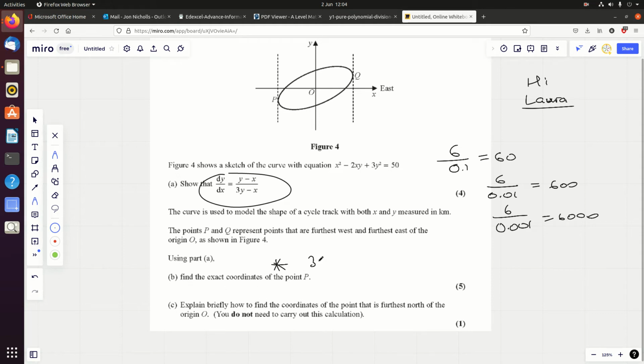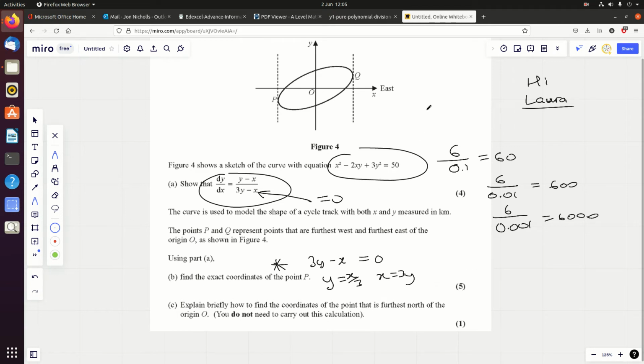We need 3y minus x to be equal to 0 because we want the denominator to equal 0. And in that case, y is x over 3, or x is 3y. It's probably easier to use x is 3y actually. Now, I still haven't finished it because to find the exact coordinates of P, I'm now going to have to plug that back into the original equation.